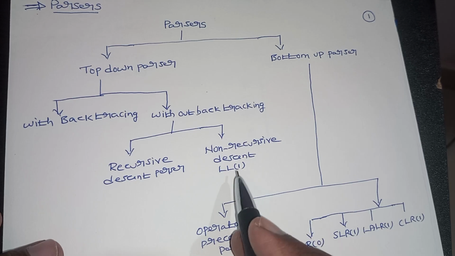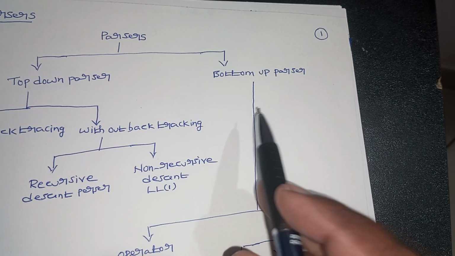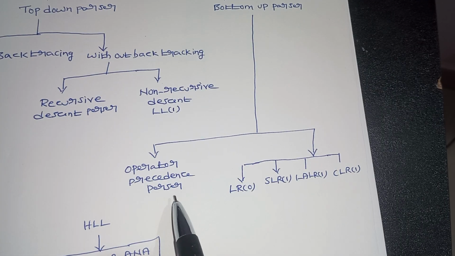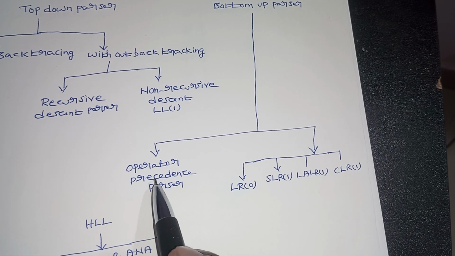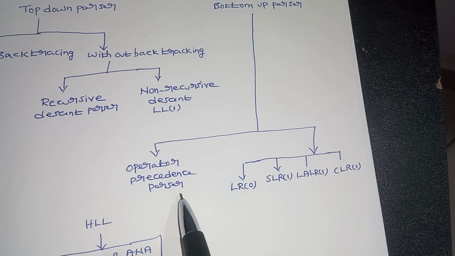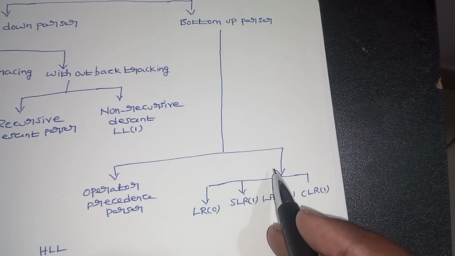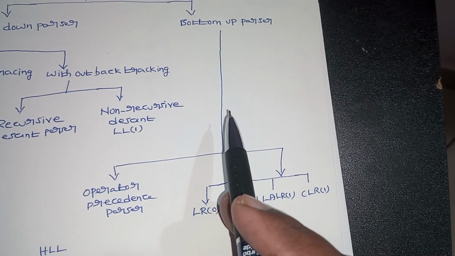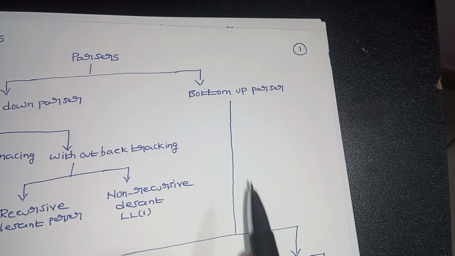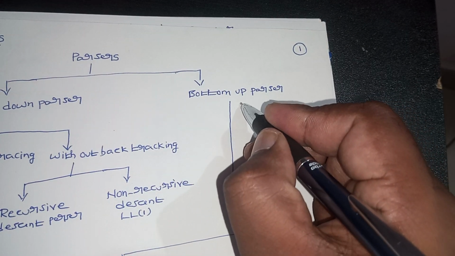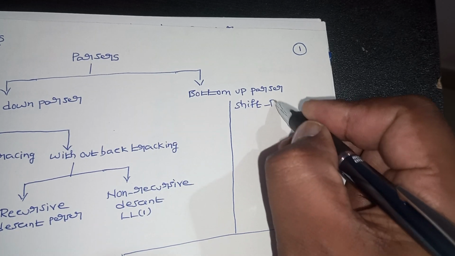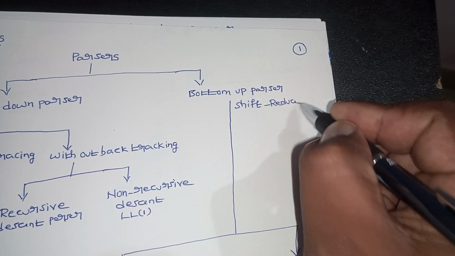Now coming to the bottom up parser, we again have two types. One is the operator precedence parser, and the second type is the shift reduce parser. Bottom up parsers are the same as shift reduce parsers. You may write it as shift reduce parser.